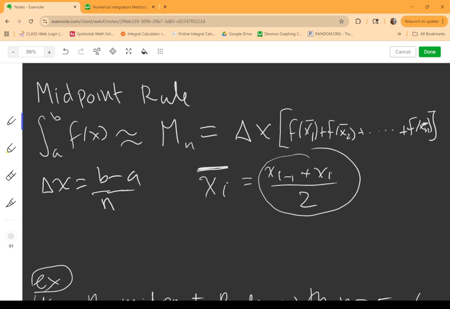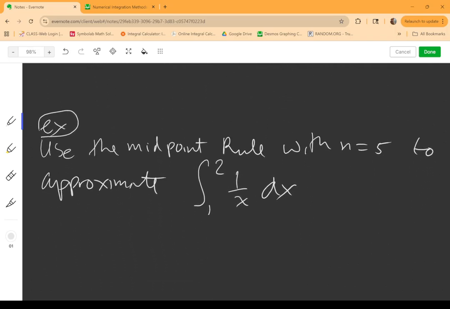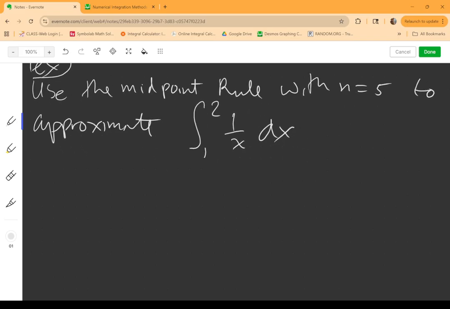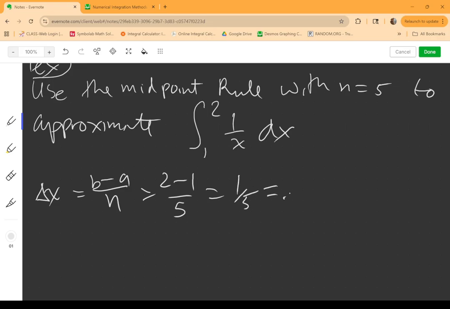Now let's take a look at an example. It says use the midpoint rule with n equal to 5 to approximate the integral from 1 to 2 of 1 over x. So if n is equal to 5, delta x, as we saw, is b minus a over n, with b being 2, so 1/5 or 0.2.